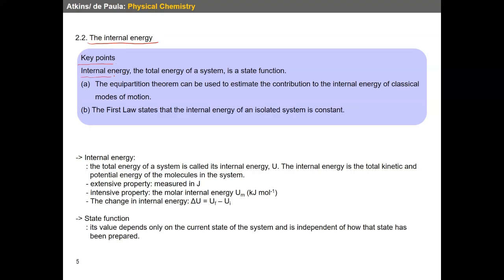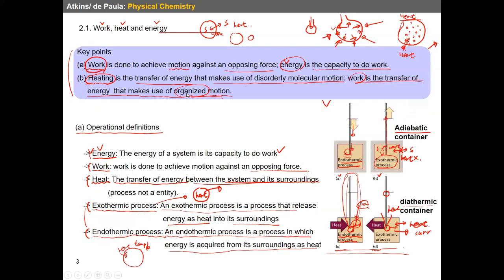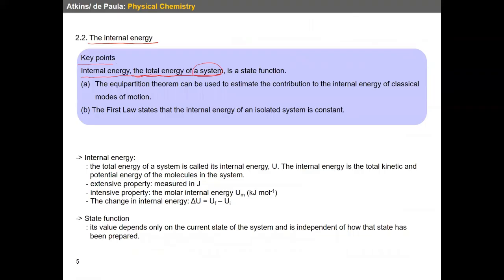So the internal energy means the total energy of a system. Let's talk about it again. What is energy? Energy is the capacity to do work, right? And the internal energy is the total energy. So what is it? The total capacity to do work. That is the internal energy. It is a state function.